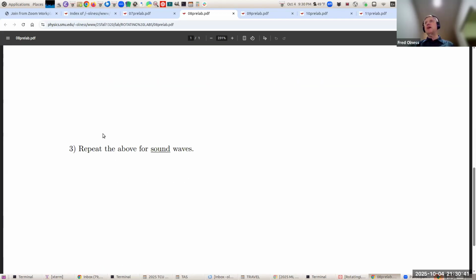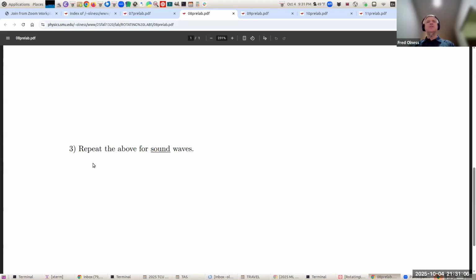Give an example for sound waves. I think it should be straightforward, except refraction. The only example I can think of for sound refraction is, for example, over a lake, where the air is warm in one case and cold in the other, and that bends the sound.